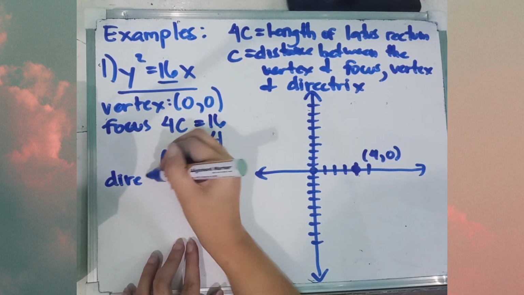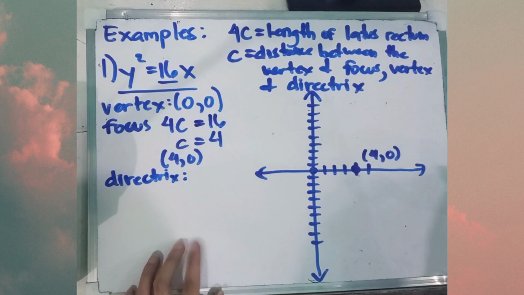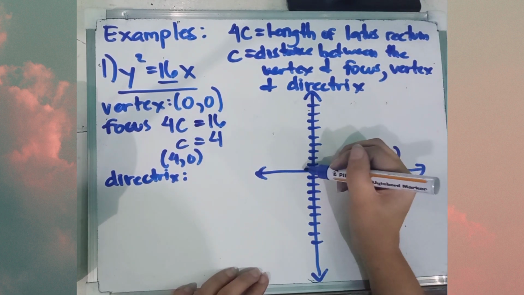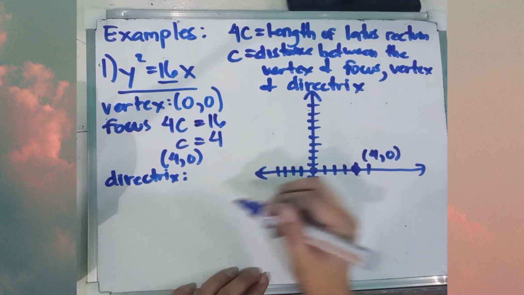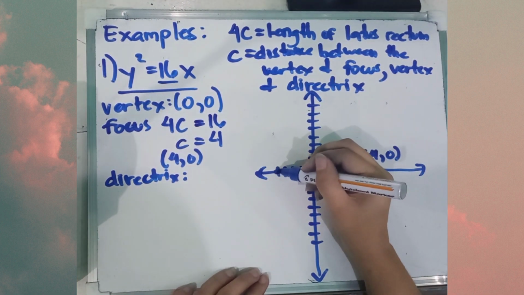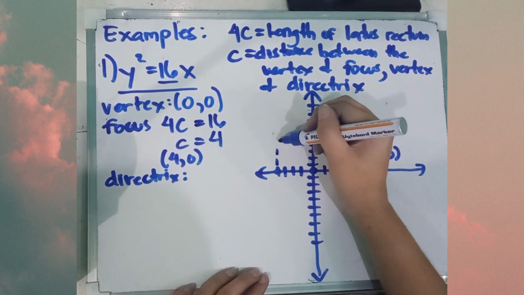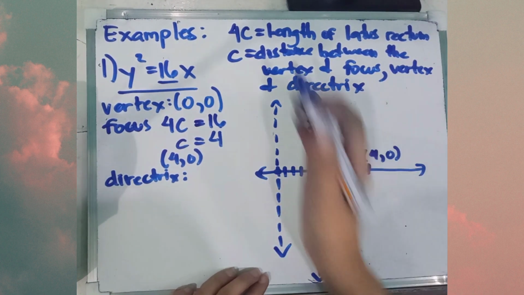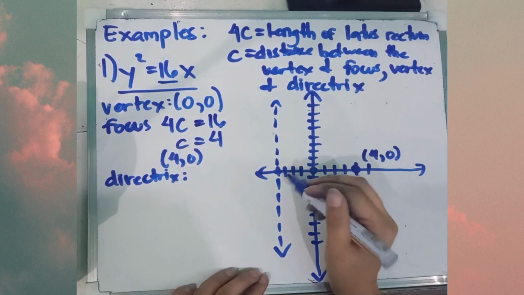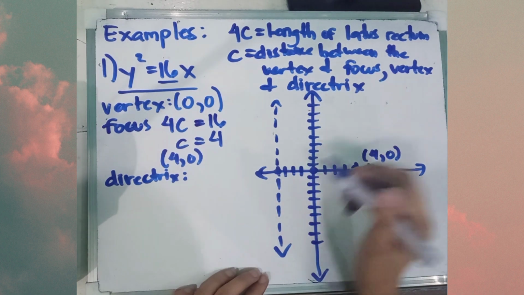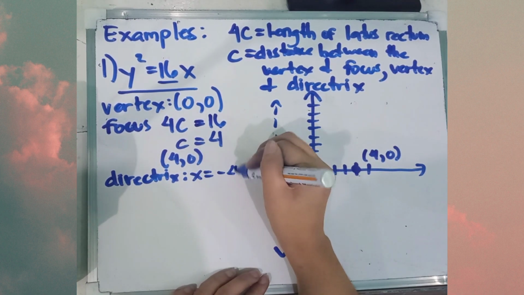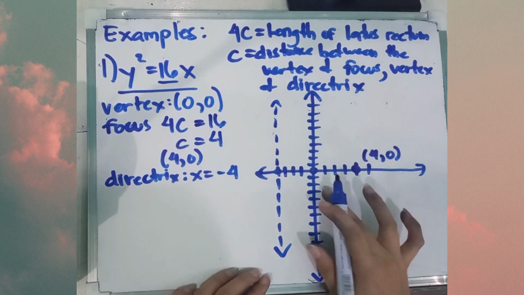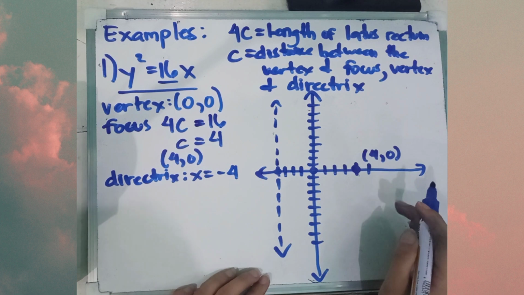Next, let's determine the equation for the directrix. Since the distance to the focus and the distance to the directrix are the same, we simply need to count 4 units to the left. That's 1, 2, 3, 4. So let's draw the directrix. Since it passes through the x-axis on the left side, which means negative, the equation is x equals -4. Why negative? Because it's on the left side of the y-axis. The right side are positive integers, the left side are negative integers.